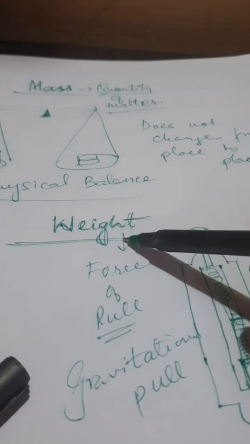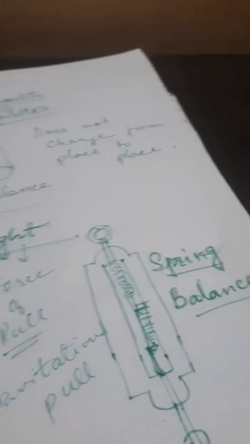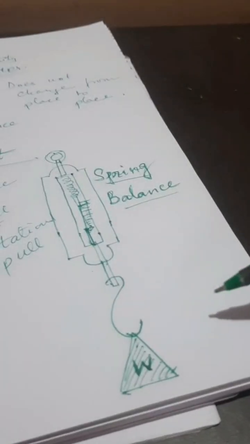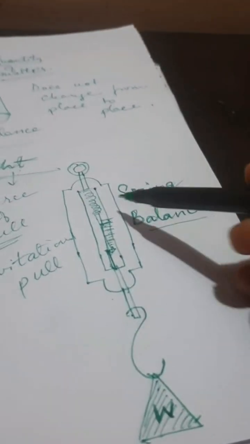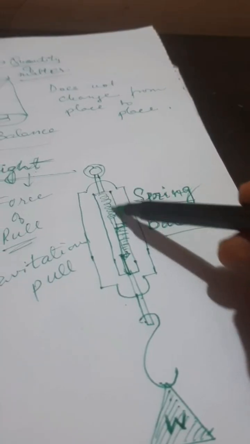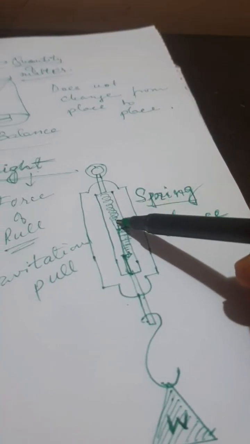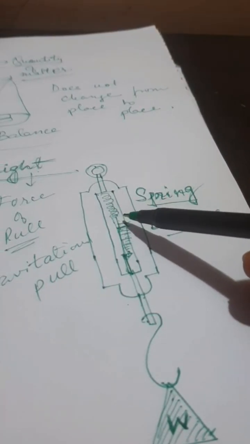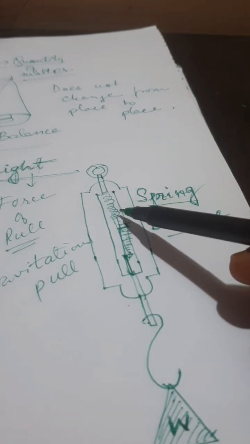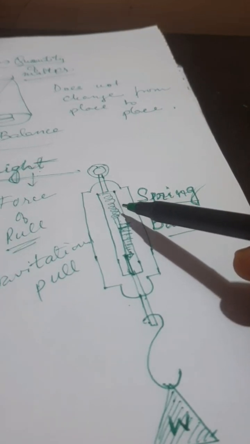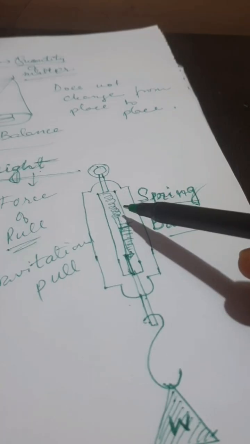And how do you measure weight? You measure weight with the help of a spring balance. You see, I have tried to draw a spring balance. There is a spring inside this. In your school, if you are taken to the laboratory, I think your teacher is going to show you how the spring balance looks and how it works.